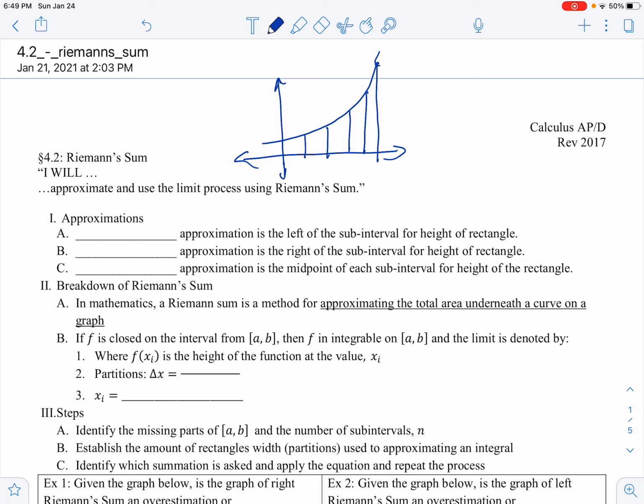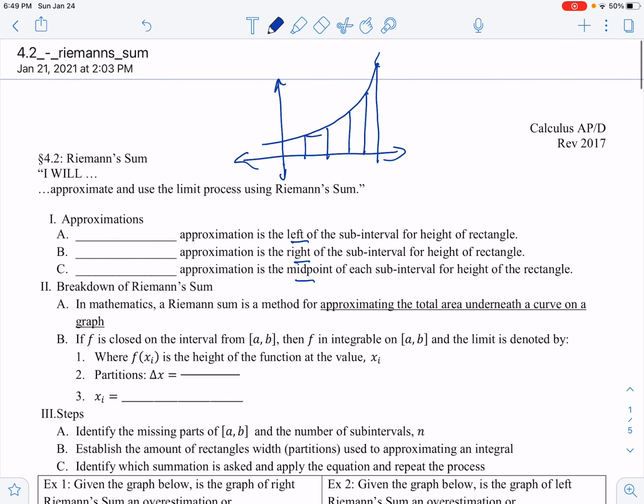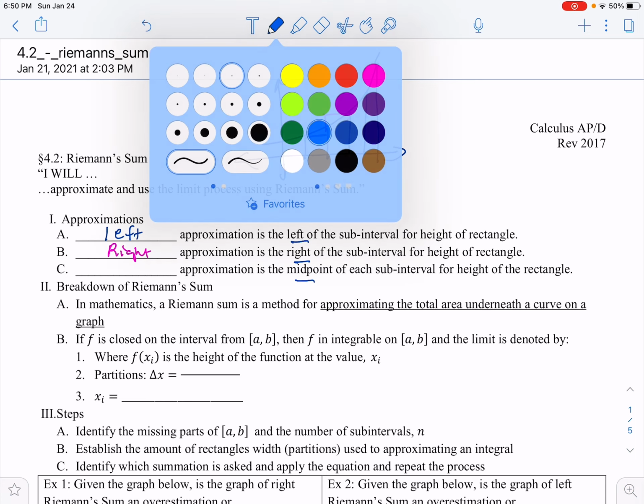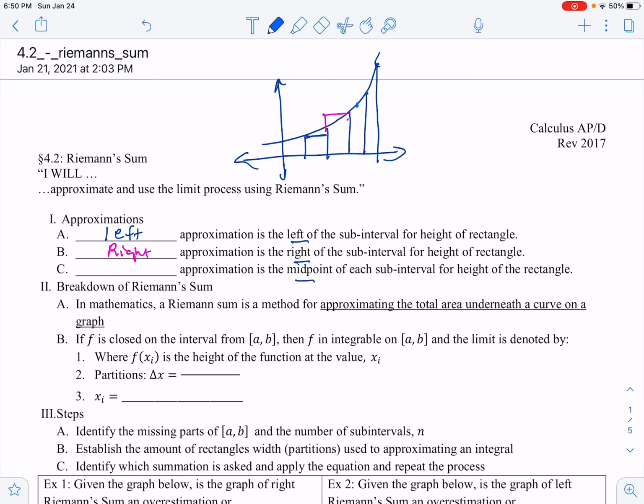There's going to be left, right, and midpoint sums. So this is left. You can come in from the right, and it goes this way, so this is right. Or you can use the midpoint, and you have a little bit over and a little bit under. All right?